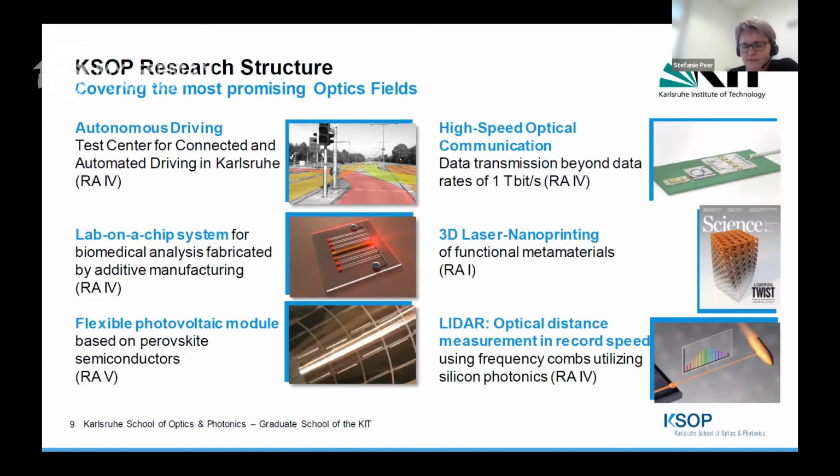They work on perovskite semiconductors. High-speed optical communication: there is more and more data, and we need to transfer it from one place to another. 3D laser nanoprinting is in many ways still basic research, but there are some applications. And LIDAR is also, once again, important if you want to have a car that doesn't crash into other cars. It's one way to measure the optical distance between 2 cars and do so in record speed.